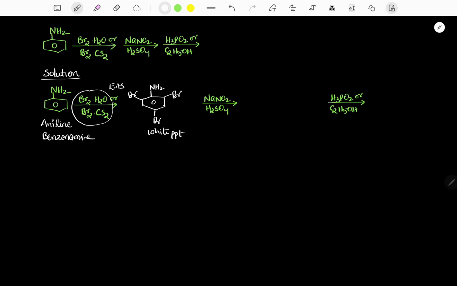Now the product is treated with NaNO2 and H2SO4. From this we get the NO plus electrophile. Whenever NH2 reacts with NO plus, this reaction is known as diazotization, and the corresponding product is NH2 converted to N2 plus, with the tribromo compound.